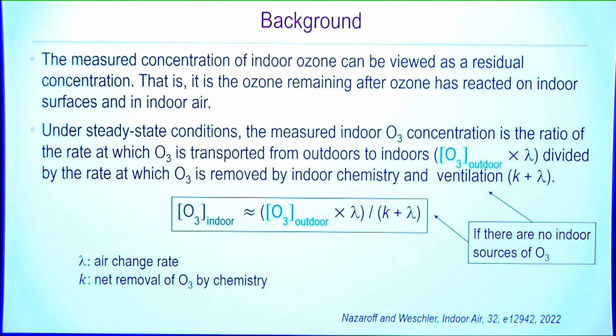In this expression, we have a term in the numerator. That's the rate at which ozone is coming into the indoor space. It's simply the air change rate times the outdoor ozone concentration. And we have in the denominator the sinks, which is the ventilation rate and a first order rate constant that describes the net removal of ozone by chemistry. So this expression does a reasonably good job of allowing you to estimate indoor ozone concentrations if there are no indoor sources.